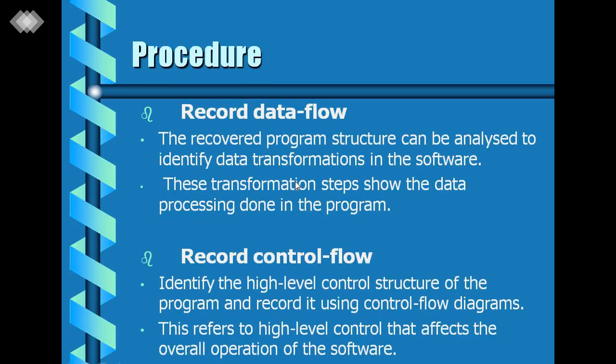Now next, record data flow. The recovered program structure can be analyzed to identify data transformations in the software. The transformation steps show the data processing done in the program. Record control flow, which identifies the high-level control structures of the program and records them using control flow diagrams. It also refers to high-level control that affects the overall operations of the software.